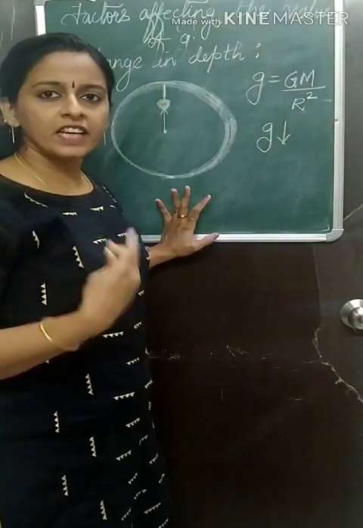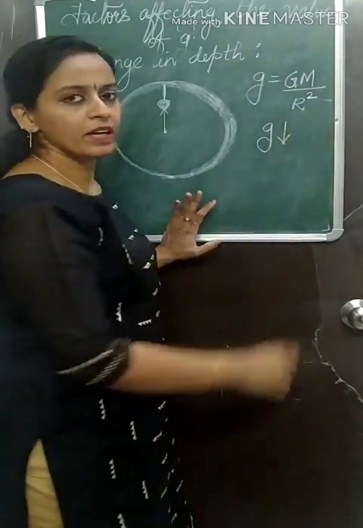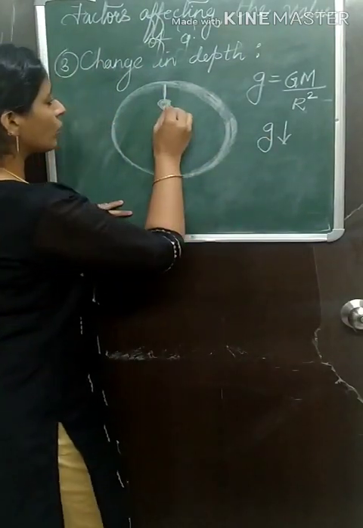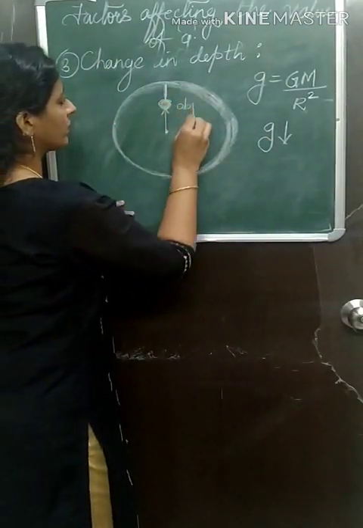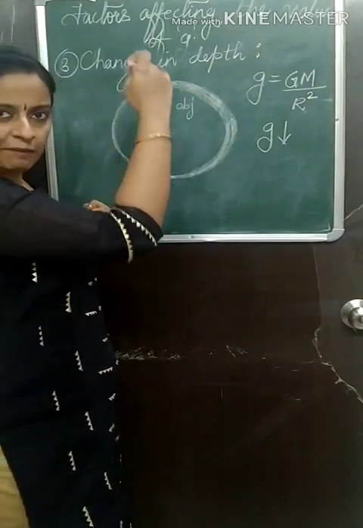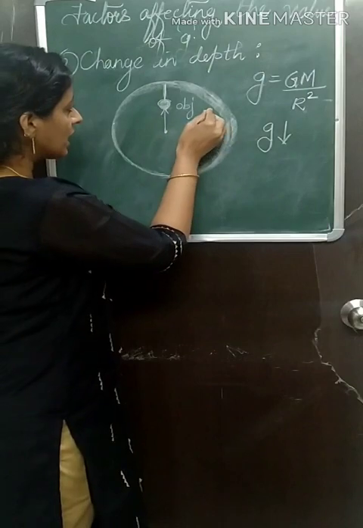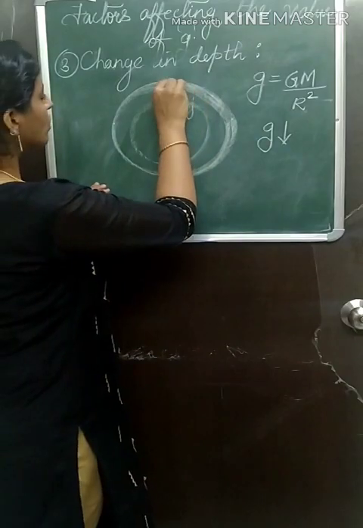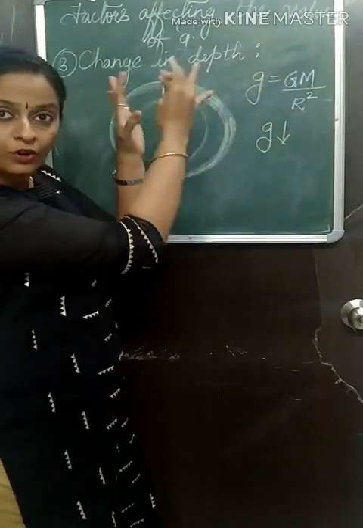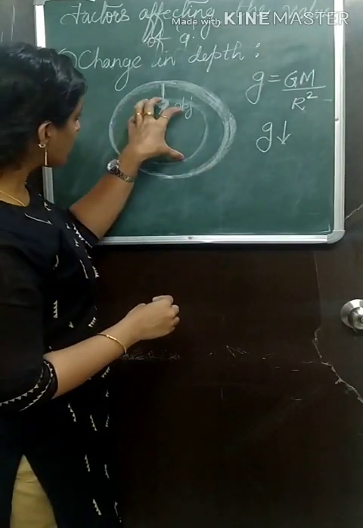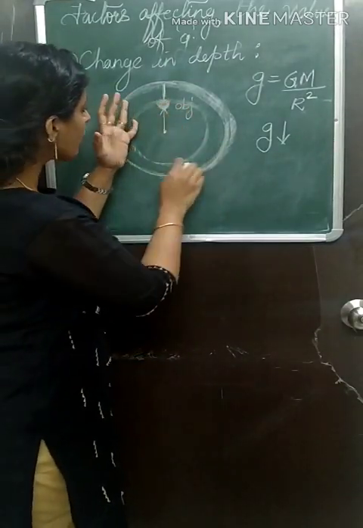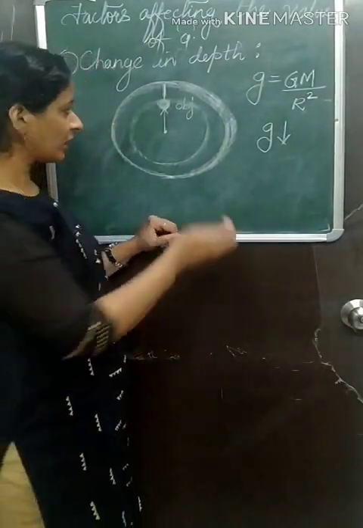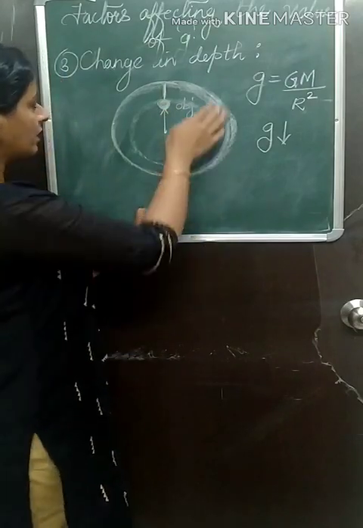Why is it decreasing? Actually it should increase according to maths. But why is the value of G decreasing? Let us explain. Let us consider an object at this position. As the depth increases, the mass of the earth that is contributing towards the gravity changes. If the object was here, the whole mass of the earth will contribute on it. Whereas when the object is somewhere here, the mass of the earth contributing towards gravity will decrease. This mass is smaller than the outer mass.